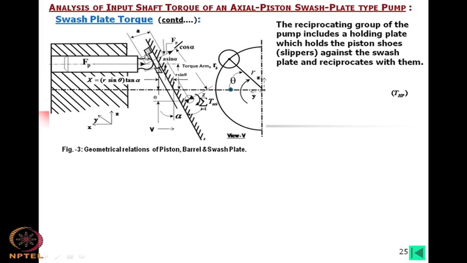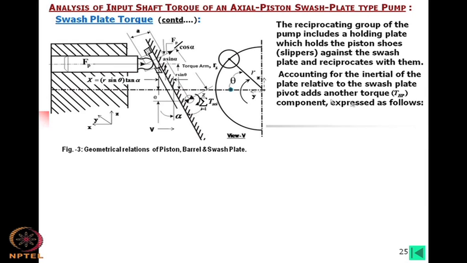Actually there is a plate which is sometimes called a retainer plate. That retainer plate is held by a spring here against the barrel. So this always keeps the shoe pad in touch, in contact with the swash plate. Now we must consider the dynamics or the inertia of this retainer plate also.